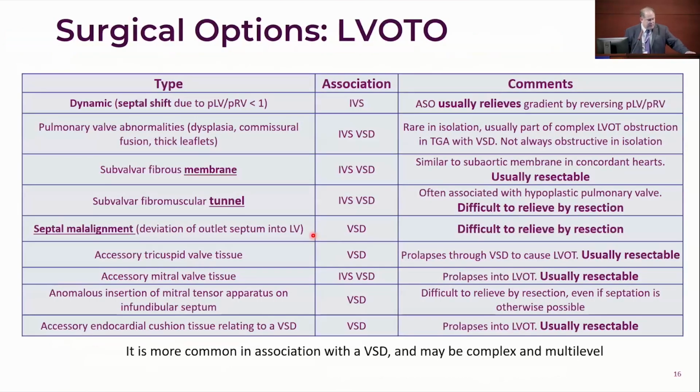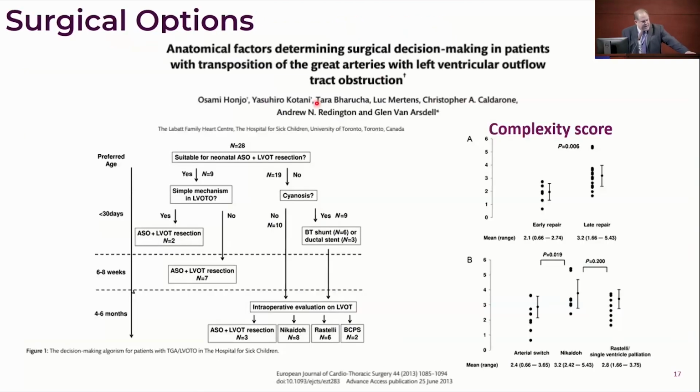And he has this table showing which procedure is matched to which of the lesions that we can find. You can see that if there's a subvalvular tunnel, it's more difficult to relieve by resection, or if there's a pulmonary valve problem, those are the patients you should consider for a more complex procedure. And always in all these studies, if the pulmonary valve is small or the LVOT is more complex, these patients end up getting a Rastelli or a Cairo procedure.